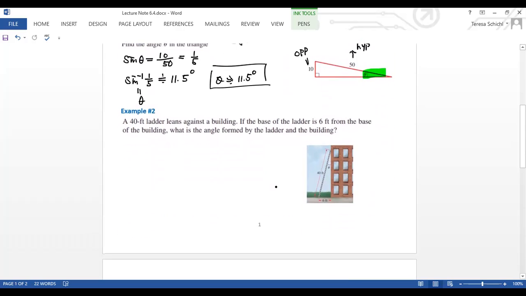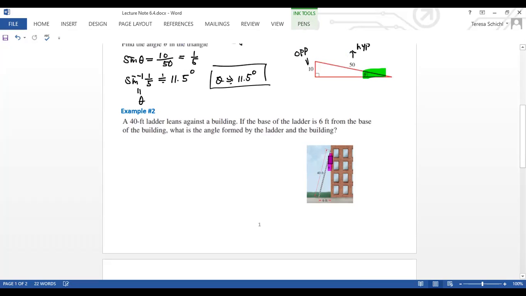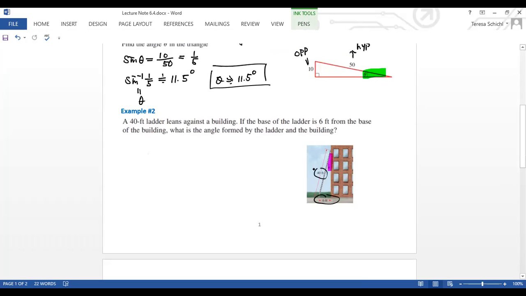Like I said, this one here is very similar to what we learned before. A 40-foot ladder is leaning against a building. If the base of the ladder is 6 feet from the building, what is the angle formed by the ladder and the building? So according to this picture, we are looking for this angle here, right? So this angle faces this side that I know. So this side is the opposite side.